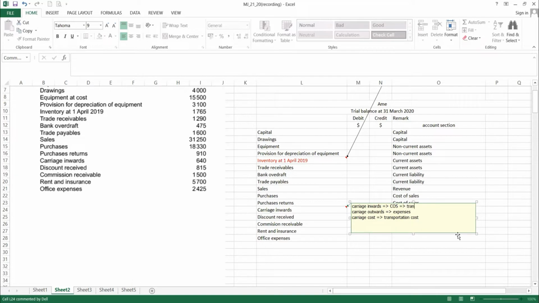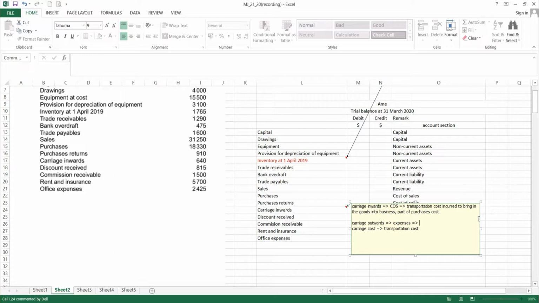the transportation costs incurred to bring in the goods into business. That's why it's part of purchase cost. That's the reason why it's sitting under cost of sales, because it's part of the purchase cost. Whereas carriage outward is expenses.